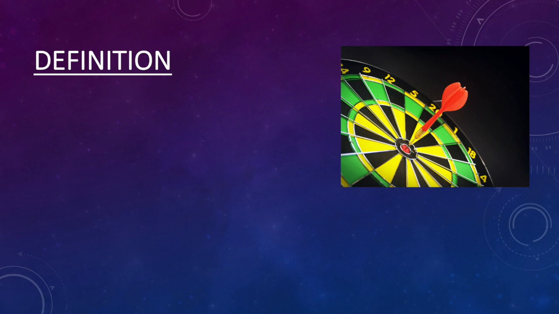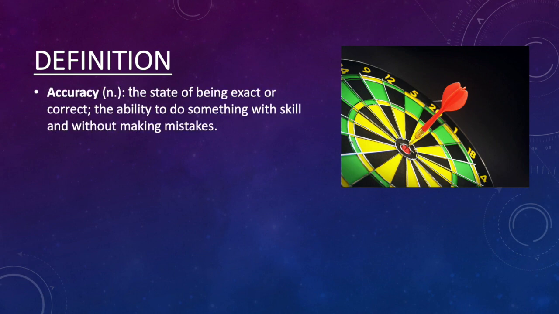Okay, so let's take a look at the second word for today's unit. The word is accuracy. It is a noun and it means the state of being exact or correct, and also the ability to do something with skill and without making any mistakes. Just like how you hit the bullseye when you're throwing darts on a dartboard. Some synonyms include correctness, precision, and exactitude.